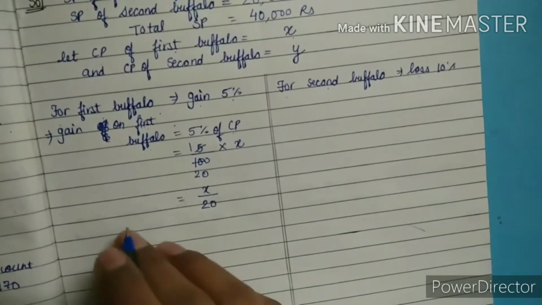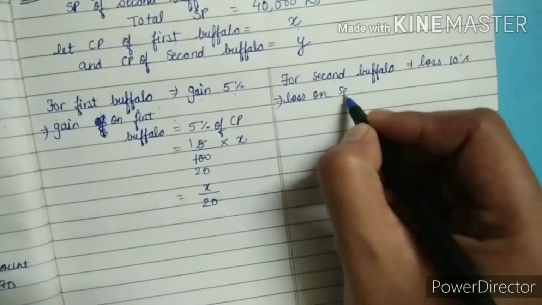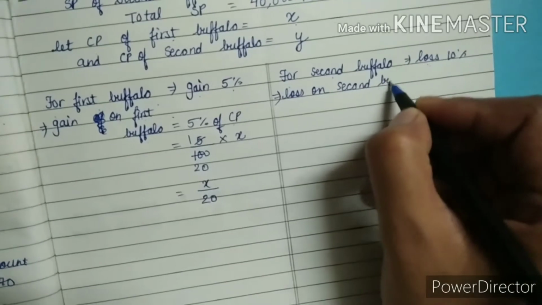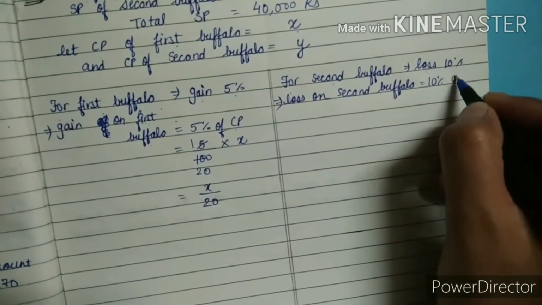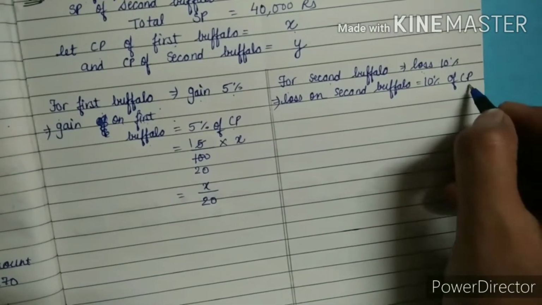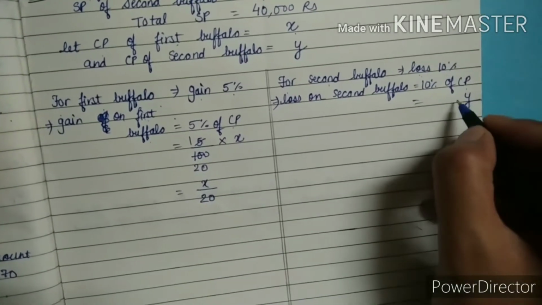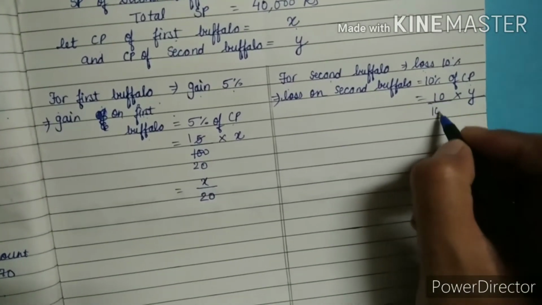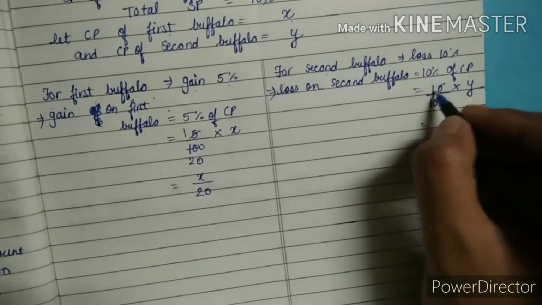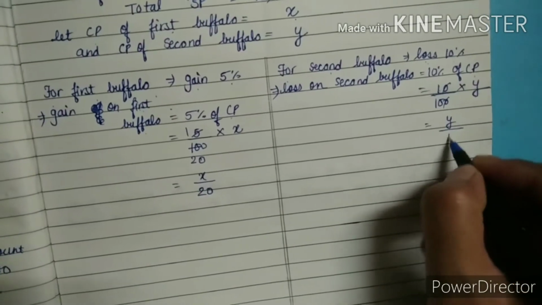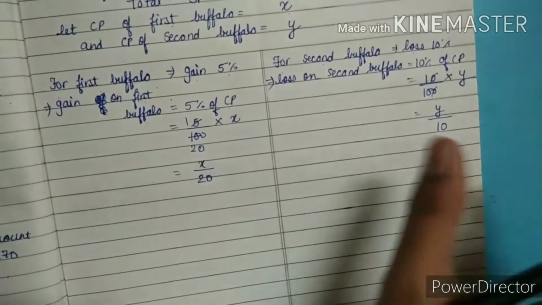Similarly, the opposite we will do here: loss on the second buffalo, that is 10% of cost price. The second buffalo's cost price is Y, so here we put Y, and 10 will be divided by 100. 0 to 0 cut, so 1 into Y is Y and 10 as it is. Here we get the gain and loss of each one.